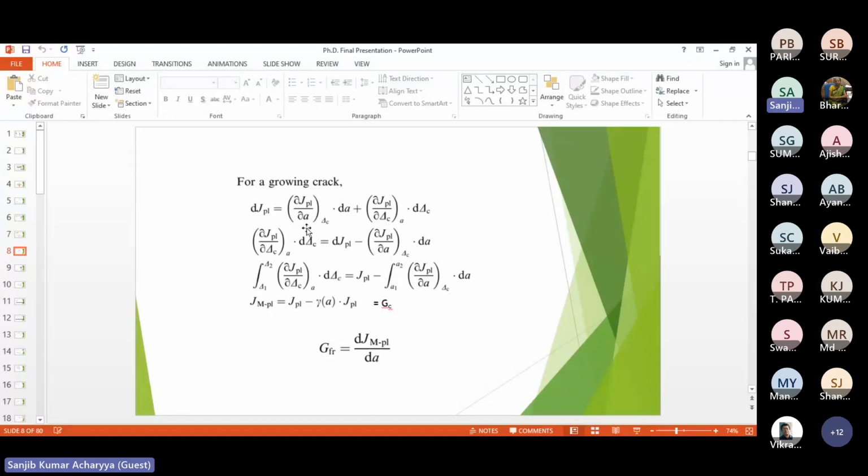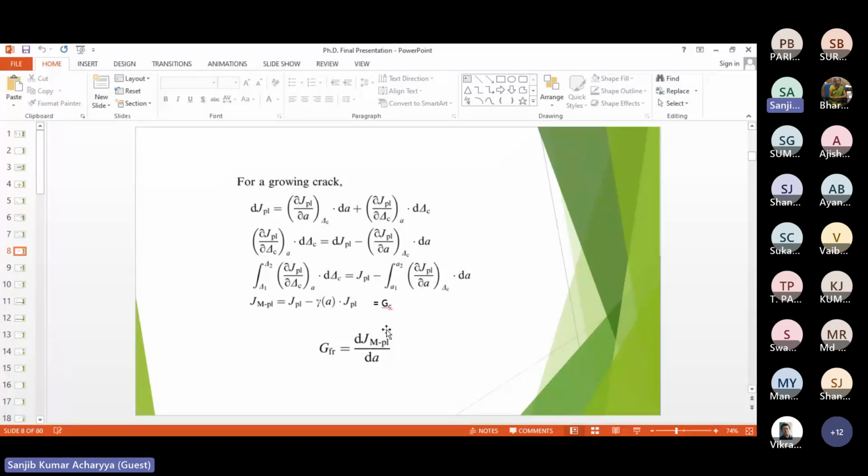If we look at this derivation, dJ is given in terms of the partial derivative with respect to crack length and the partial derivative with respect to displacement on the cracked part. Ultimately, it gives us the definition of the J integral like this. If this J integral is equated to Gc, then from the definition of Gfr, Gfr is nothing but dJMPL by dA. Here M stands for the modified J integral and PL stands for taking only the plastic part of the deformation. So if we can estimate the slope of the curve JMPL versus dA, that slope can be an estimate of the value of Gfr.